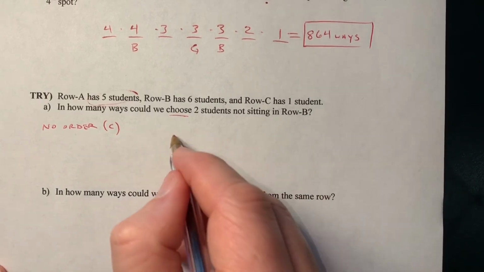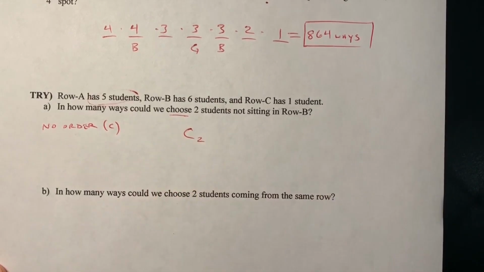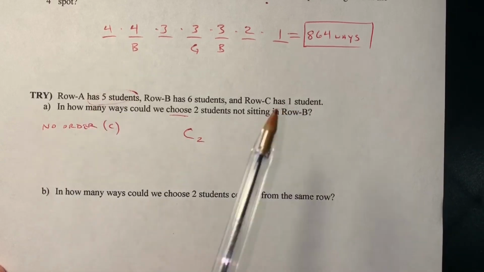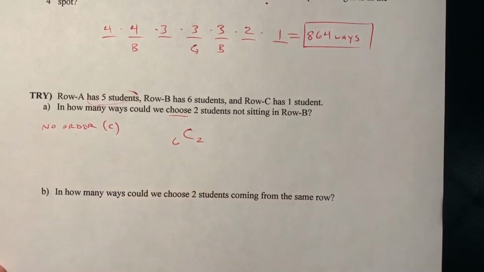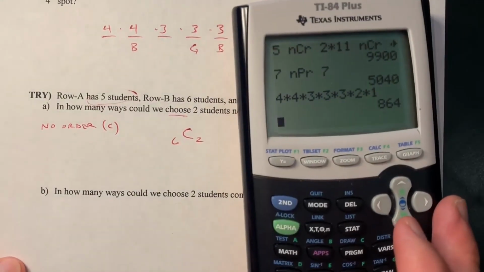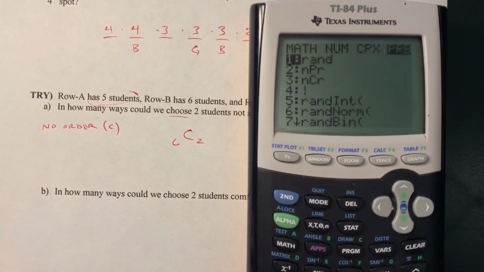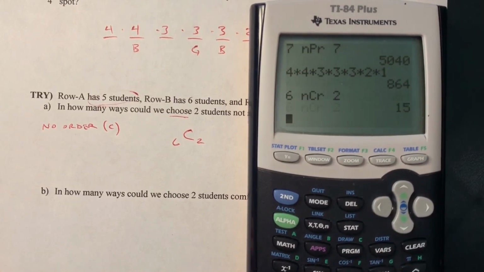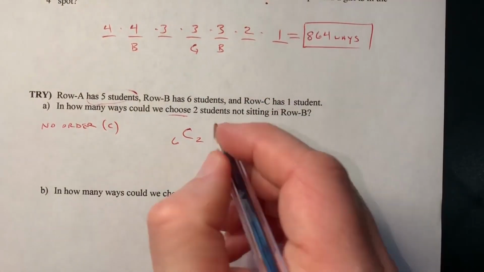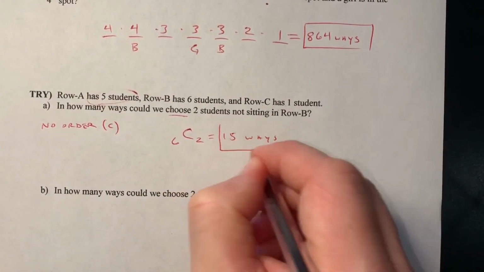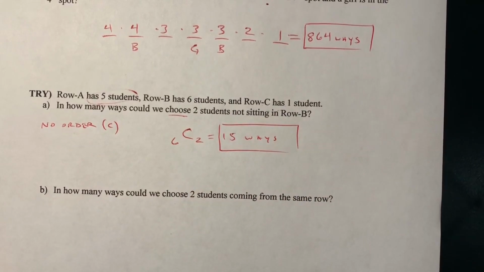Okay, we are going to choose 2 students, so that's our R. And how many students do we have to choose from? We have 5 here and 1 here. That's 6 total students to choose from. So we are going to do 6C2. So there are 15 different ways to choose those 2 students not sitting in row B.